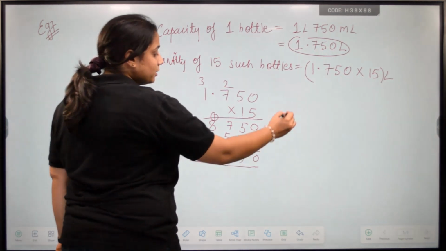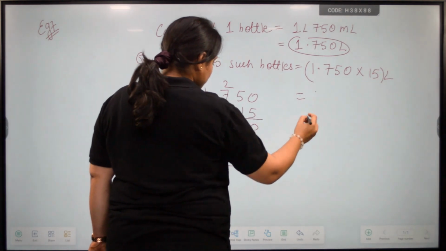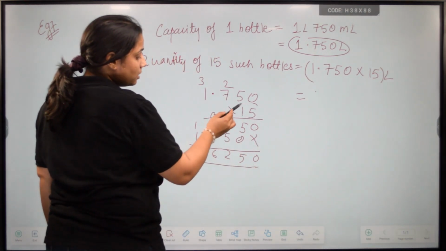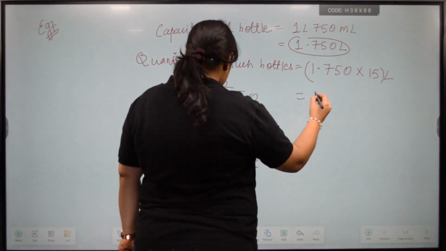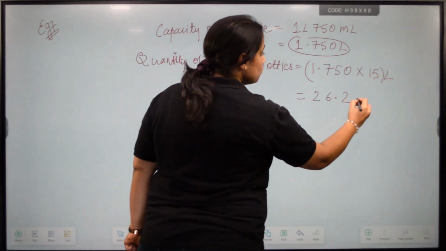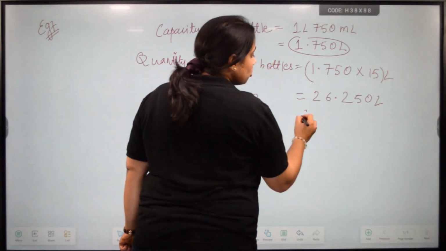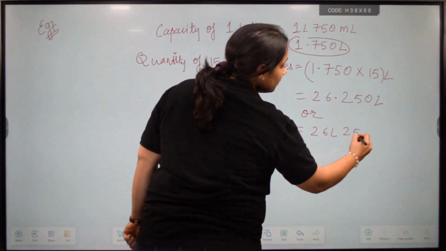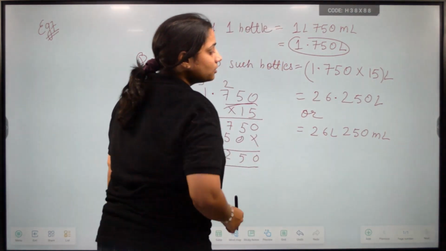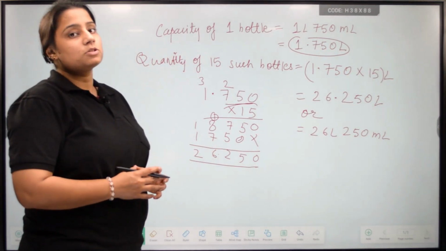So the total quantity will be, place the decimal after 3 numbers because we have 3 decimal places here. So it will be 26.250 liters, or it can be written as 26 liters 250 milliliters. So this is how we should perform this question.